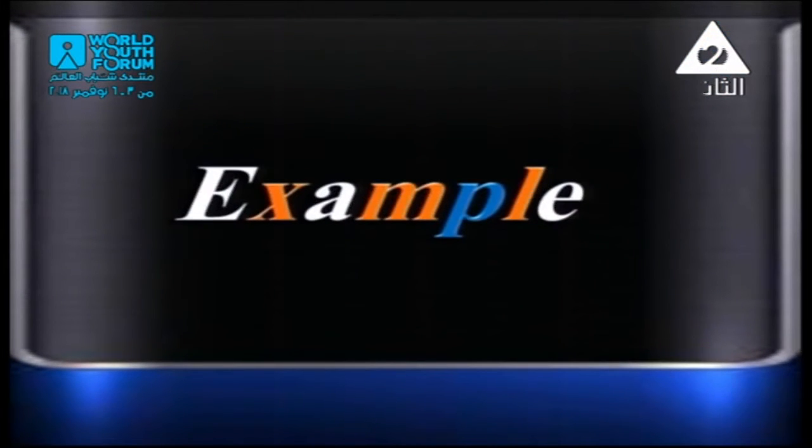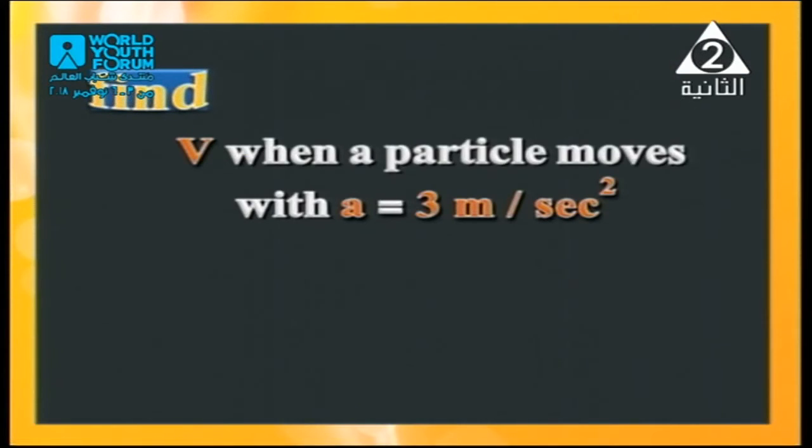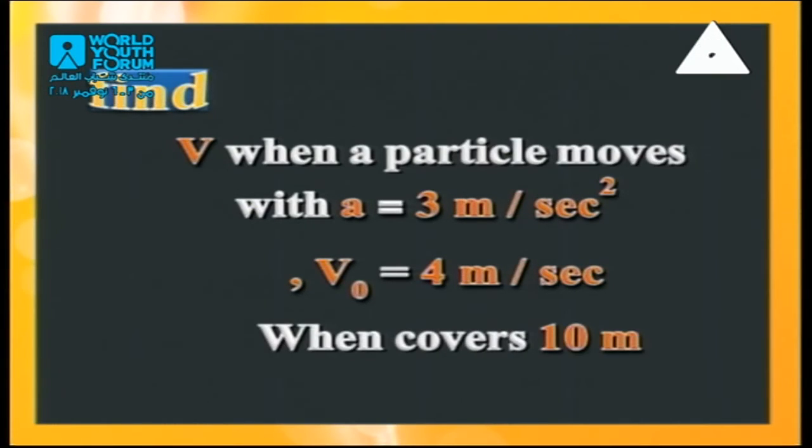My dear student, now we move to another example. Find the velocity when a particle moves with acceleration 3 meters per second square, v naught equals 4 meters per second, when it covers 10 meters. What is the final velocity when it covers 10 meters?